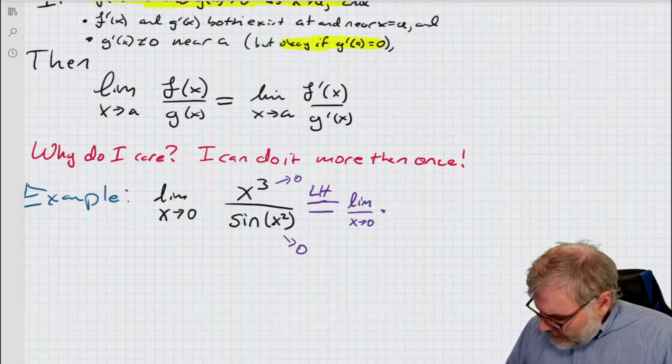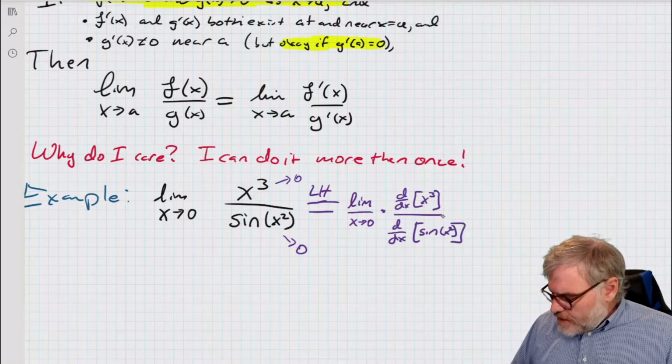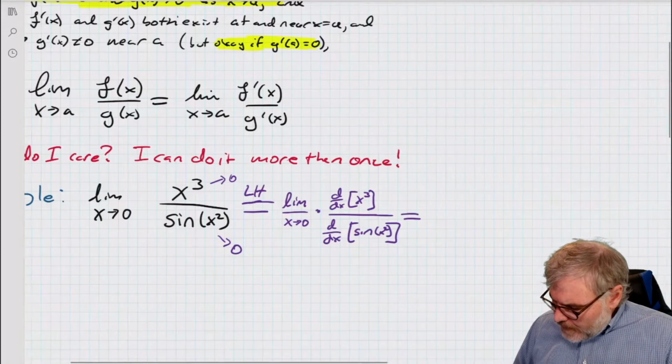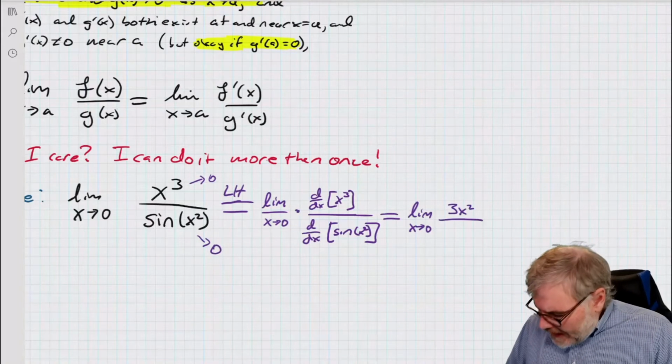Now I'm going to take the derivative of the top and the bottom and take the ratio of the two derivatives. Well, the first one's easy. That's just going to be 3x squared. The bottom is going to have a chain.